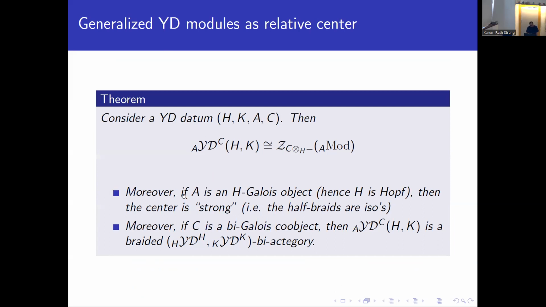As I said before, if A is a Galois object, then we get a half braiding isomorphism. But moreover, if C is a bi-Galois object, because we want the functor to be a module equivalence, then if we assume that, this becomes a braided category.